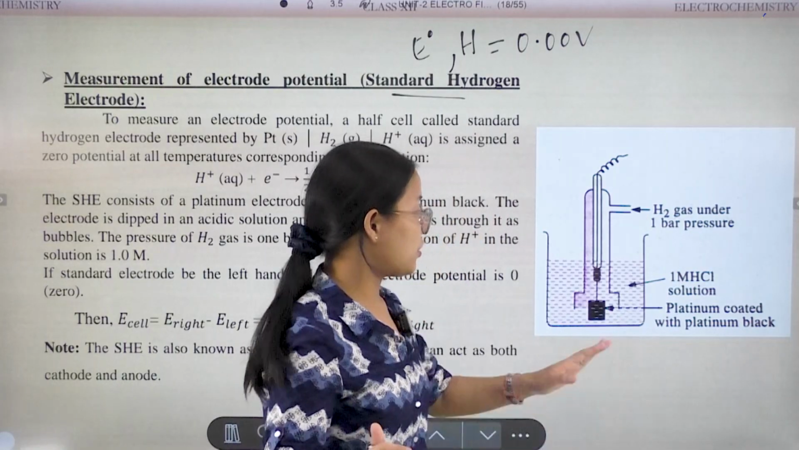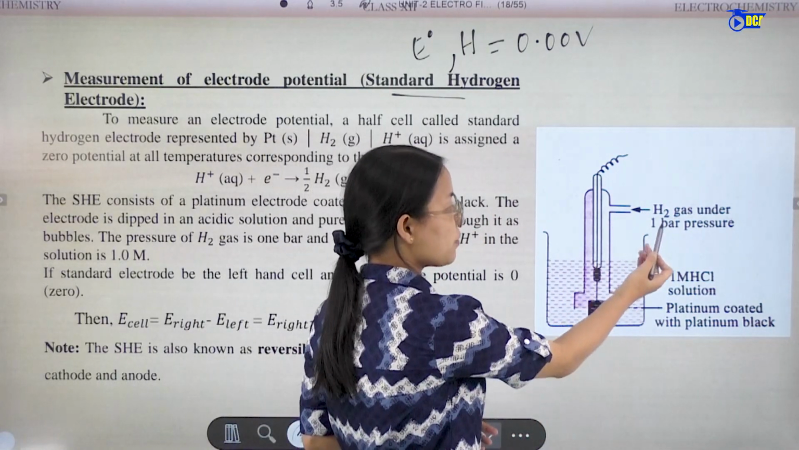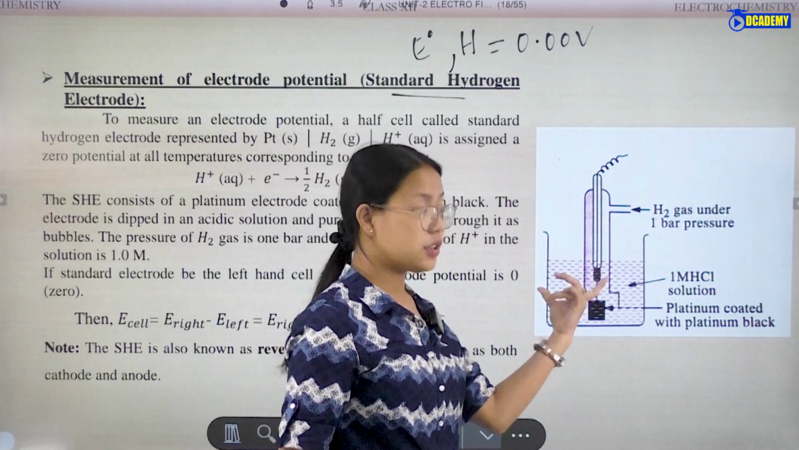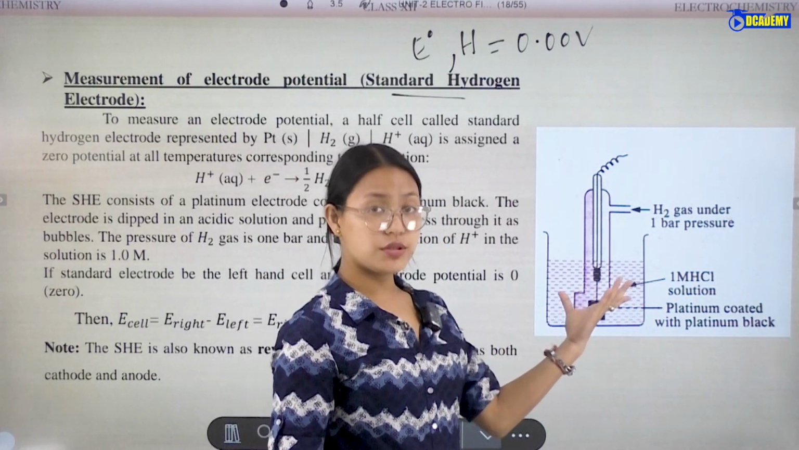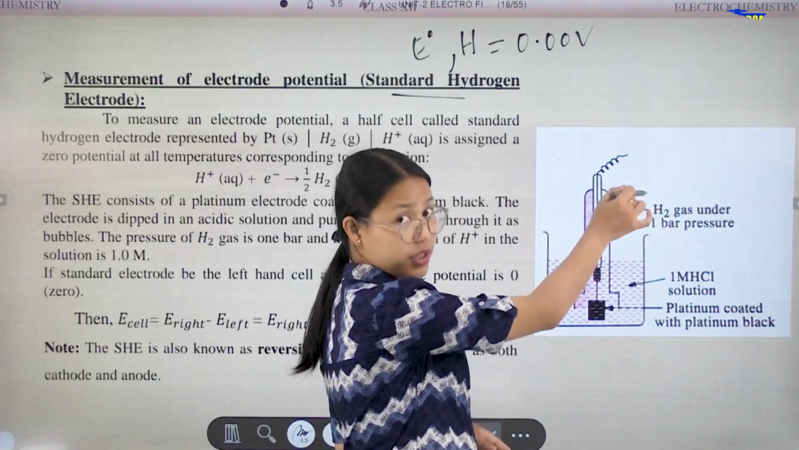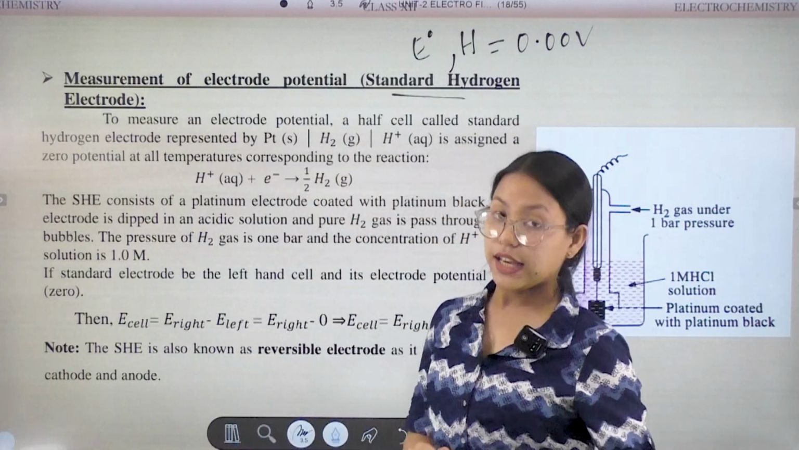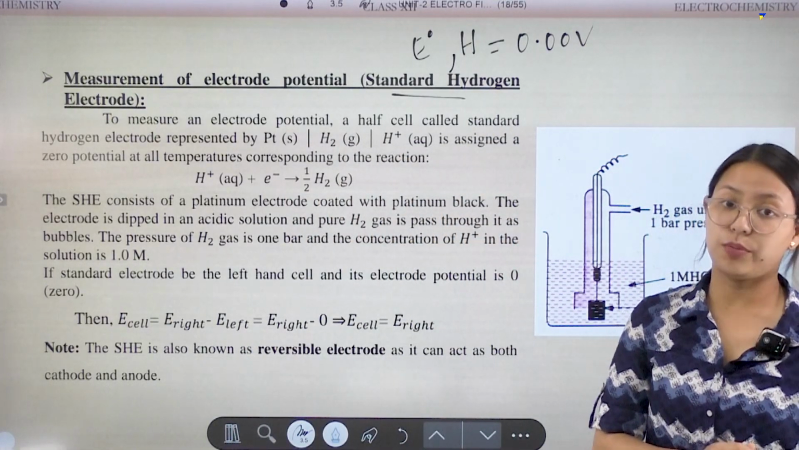Standard hydrogen electrode representation: hydrogen is passed over platinum, with an electrolyte such as HCl. Among the electrodes, hydrogen will be treated as one electrode and the other is platinum. So here, the hydrogen electrode or standard hydrogen electrode, SHE, has a positive node.